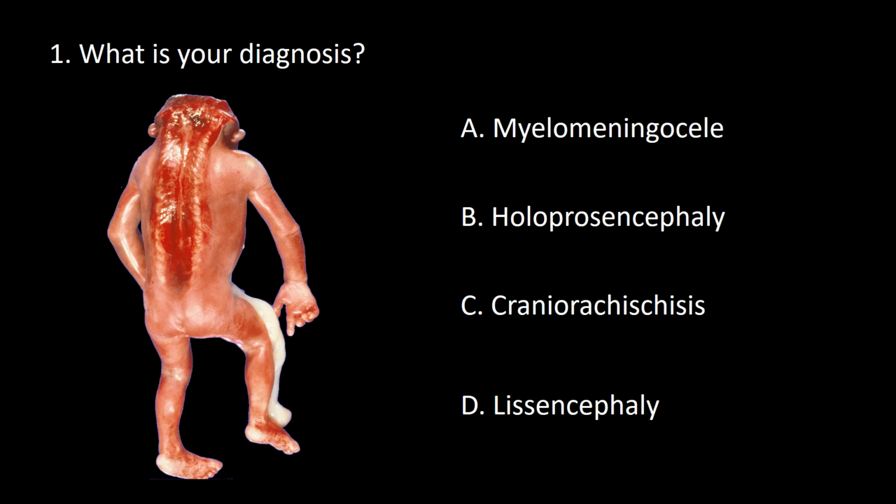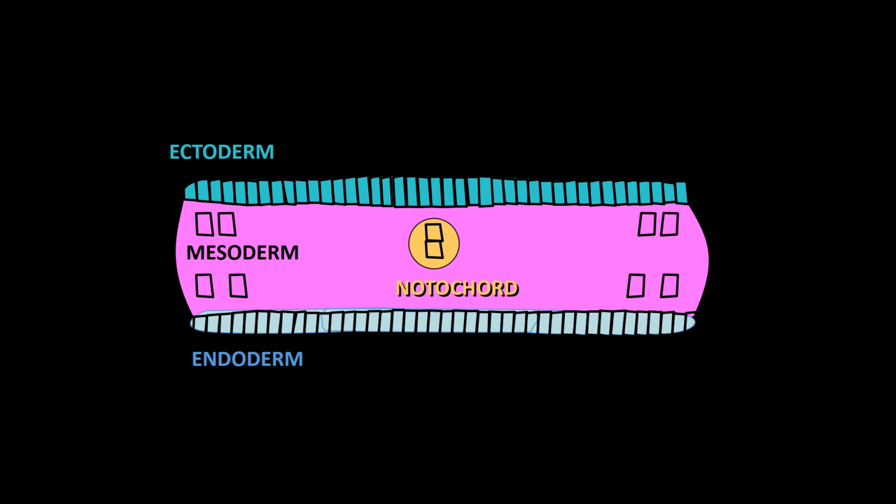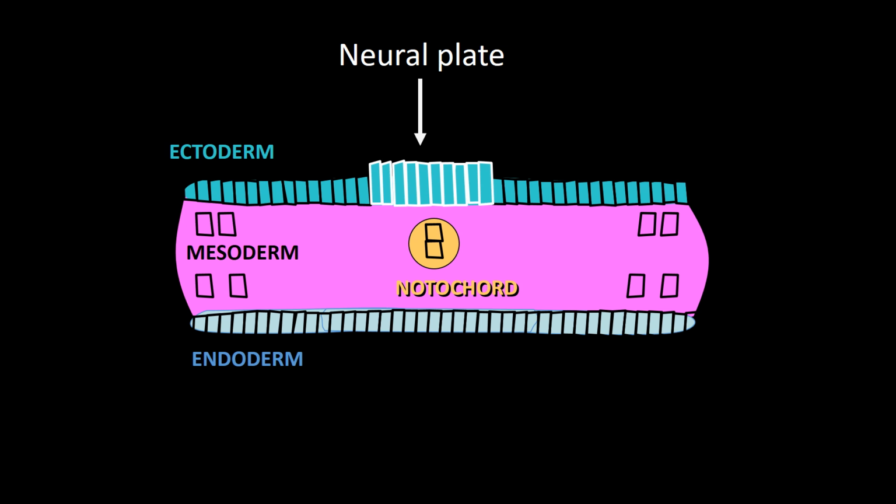First question. Take a look at this image and choose the best answer. A. Myelomeningocele. B. Holoprosencephaly. C. Craniorachischisis. D. Lissencephaly. I have in this frame represented the three-layer structure characteristic of the third week gestational age with the notochord. The ectoderm above the notochord, under the indirect influence of substances released by the notochord, becomes the neural plate. The formation of the neural plate is the first stage in a process called primary neurulation.